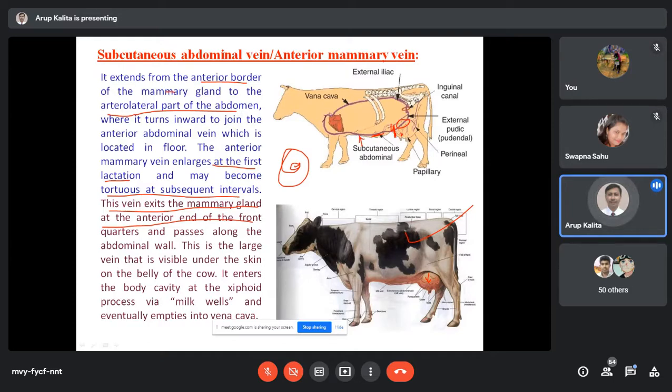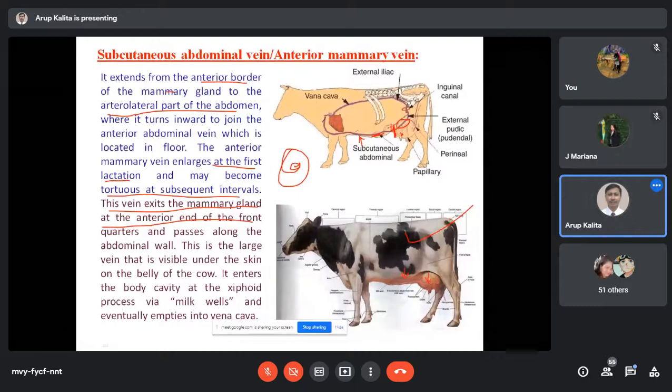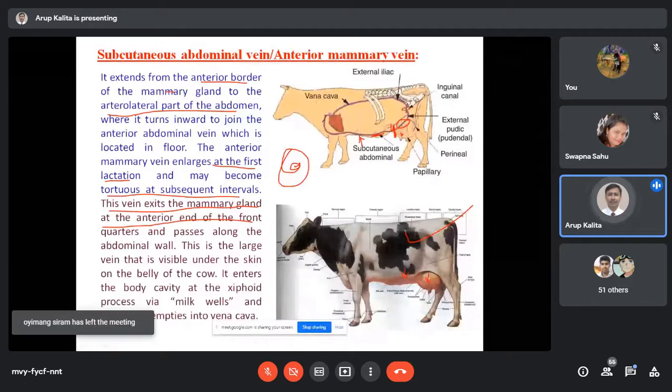This is a large vein that is visible under the skin on the belly of the cow. If you see here, this is the vein. It is visible on the belly of the cow. In female cattle, you will get this vein. It enters the body cavity at the xiphoid process via the milk well and eventually empties into the vena cava. Ultimately this vein will join with the anterior vena cava, which will pour the blood. So this is one important vein.